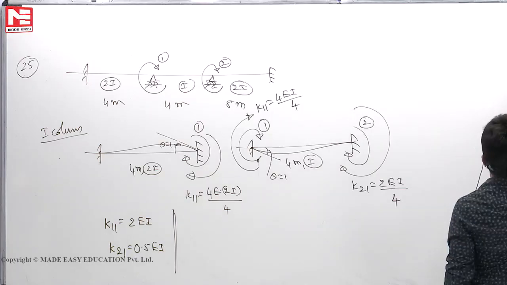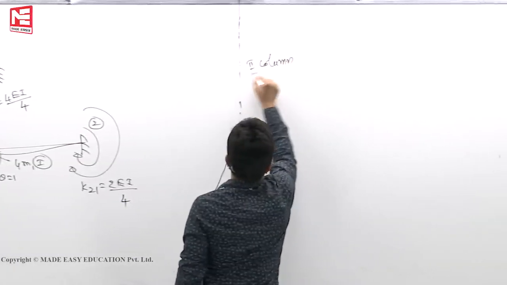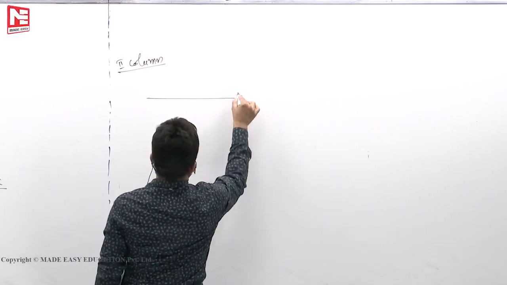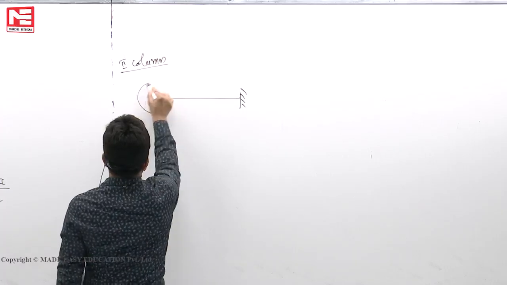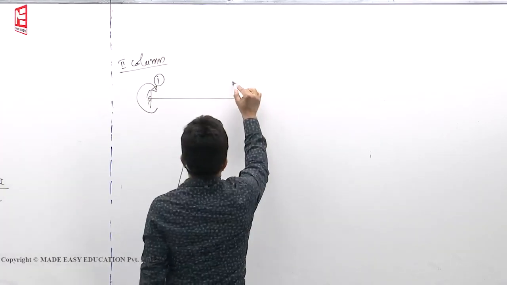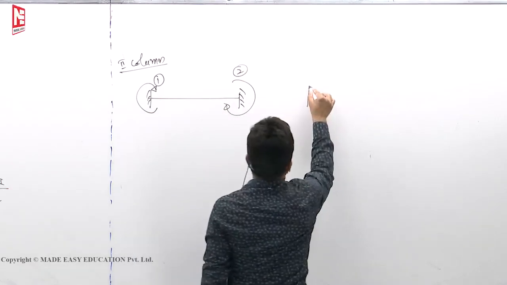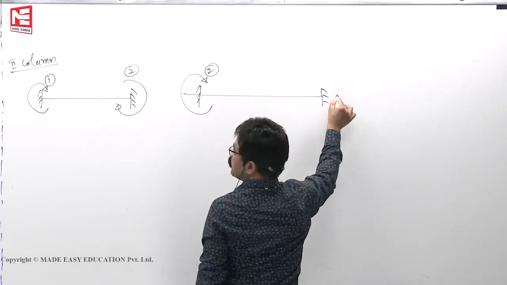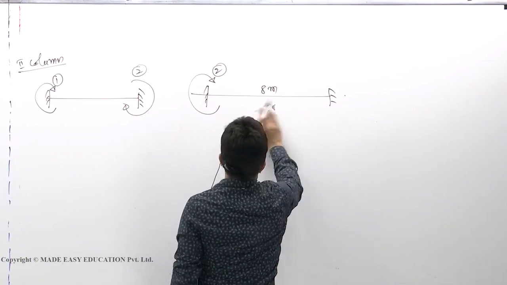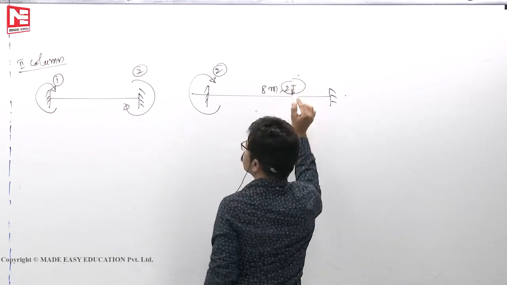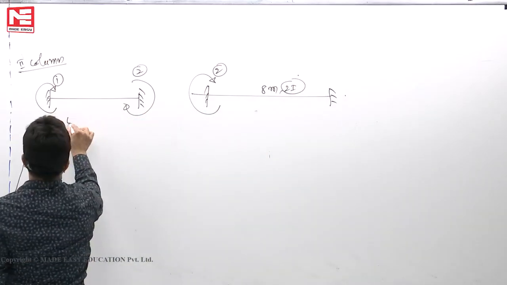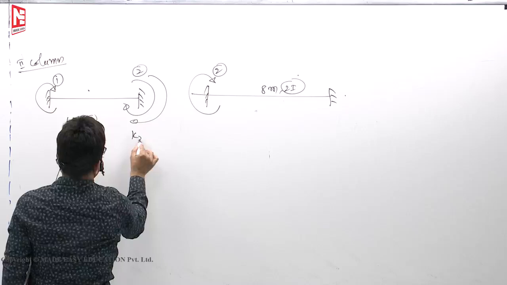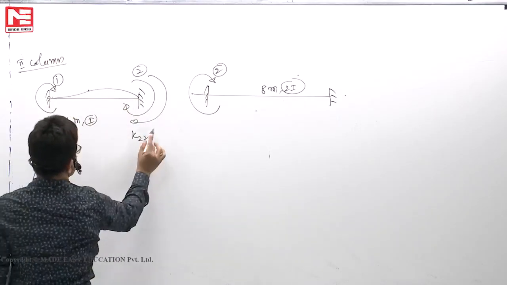Then second column we'll write here. Second column means I have to show only second and third. Coordinate 1, coordinate 2. Coordinate 2, that's all. Nothing here. This is 8 meters, 2I. Okay, this is 4 meters, I. Only second, third spans we are writing. This is K22. Like this.